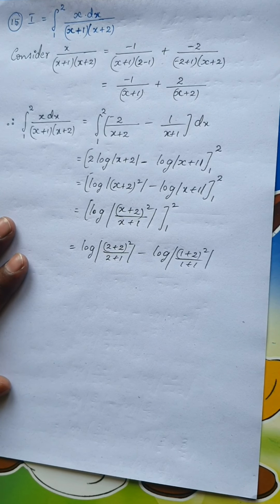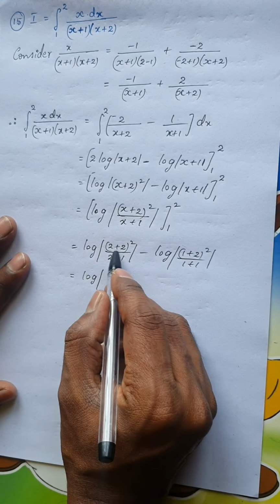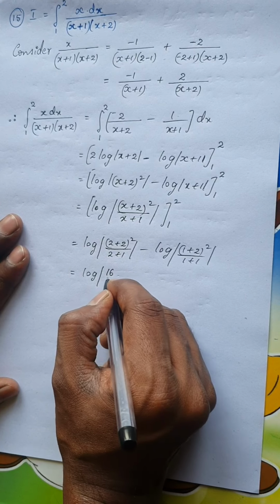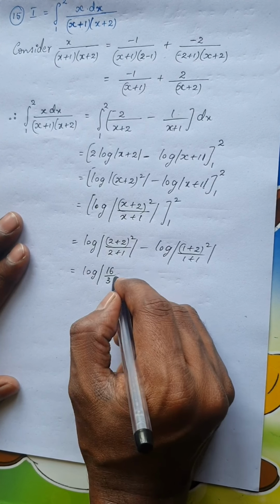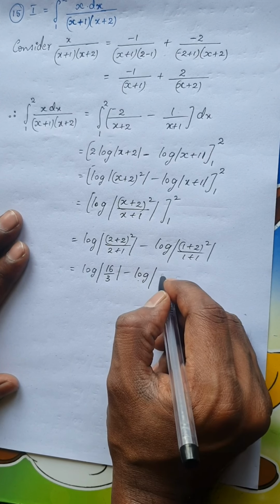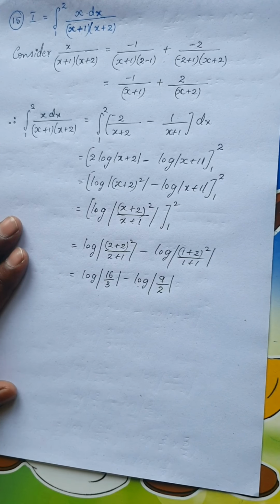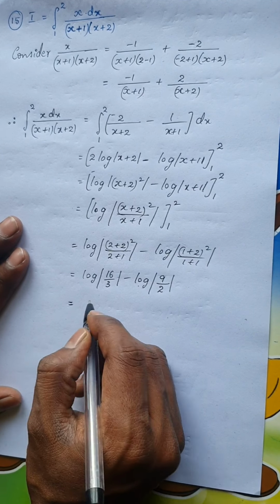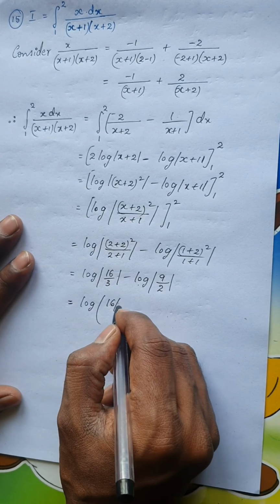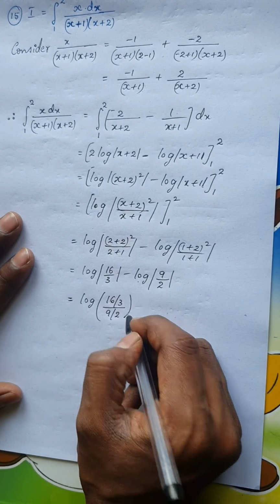Is it clear? So this is nothing but log of mod, 2 plus 2 is 4, 4 square is 16 divided by 2 plus 1 is 3. Minus log of mod, 1 plus 2 is 3, 3 square is 9 divided by 1 plus 1 is 2. So this is of the form log m minus log n, which can be written as log of m by n, that is 16 by 3 divided by 9 by 2.